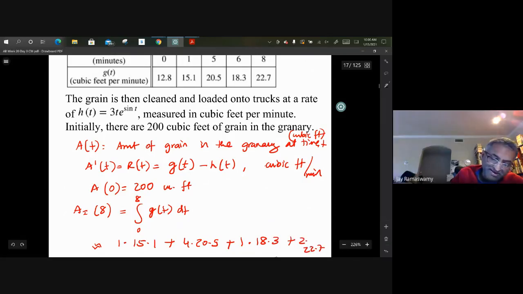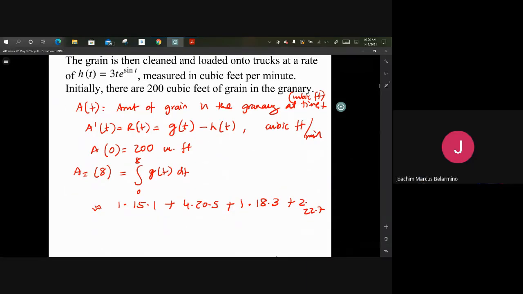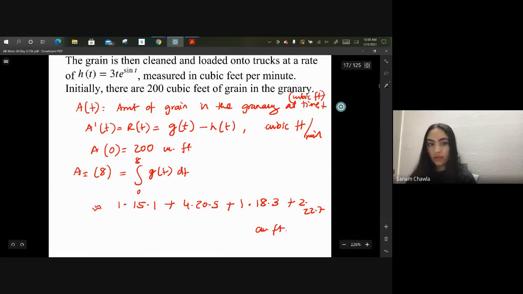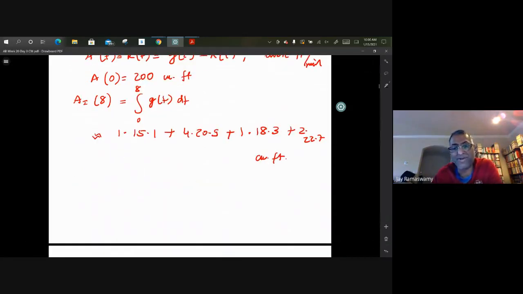22.7. Guys, this is the amount of grain that was added. So what are your units? Just cubic feet. This is the amount in. So please understand that idea really, really well. It says how much grain was added. Okay, I'm tying up a concept. I'm doing a real answer.